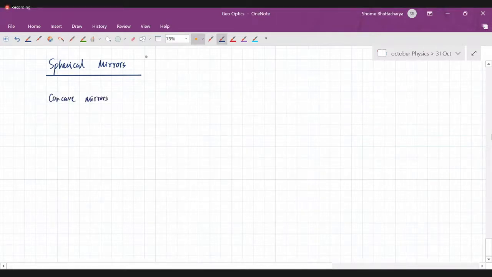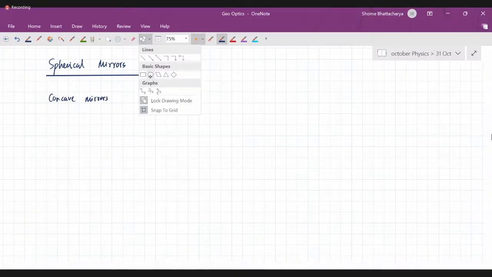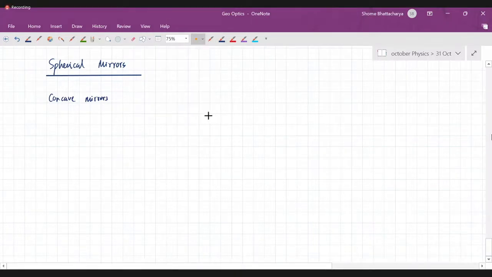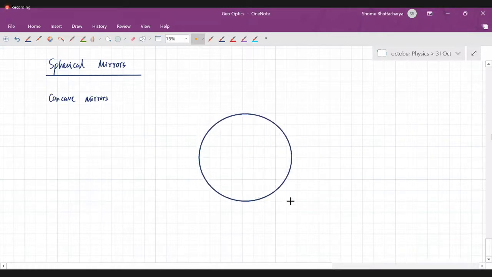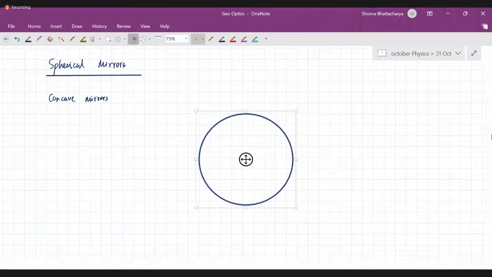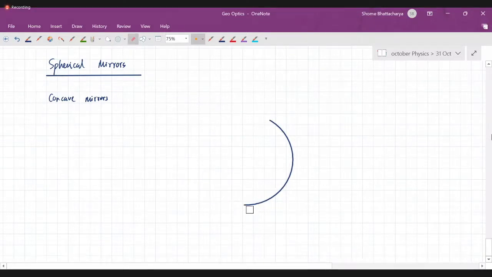So concave mirrors are basically spherical reflecting surfaces such that what we have done is we have silvered the glass. So let's say we have a glass sphere, okay, and then we split it. So we are left with only a section of the glass sphere. Okay, so this is a part of a spherical shell, spherical glass shell.